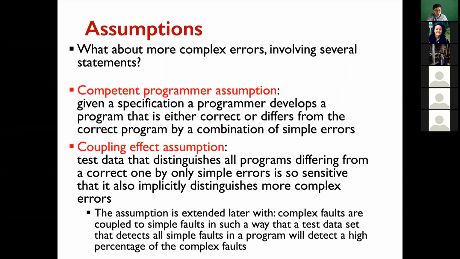So basically, the more complex errors can be detected by a small error, actually. What does it mean, right? So the test data that distinguish all programs differing from a correct one by only simple errors is so sensitive that it also implicitly distinguishes more complex errors. If a test case can find a simple error, it can also find a more complex error. That's the coupling effect assumption. Okay.